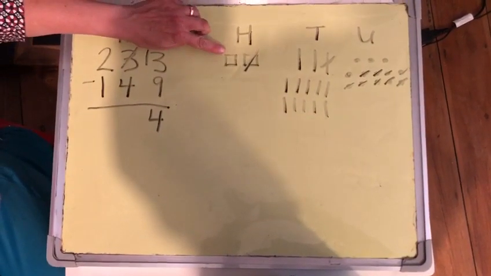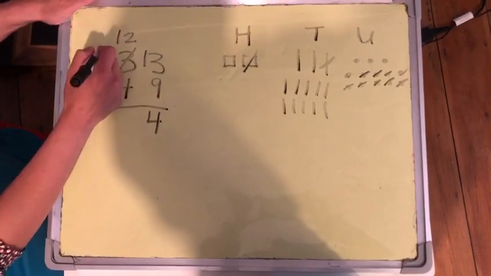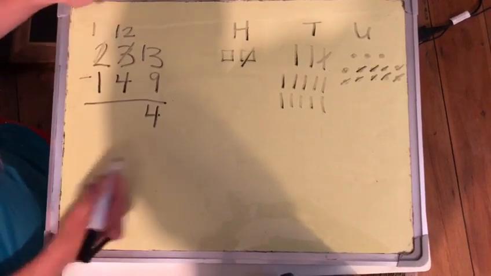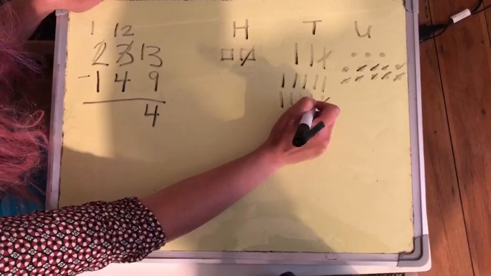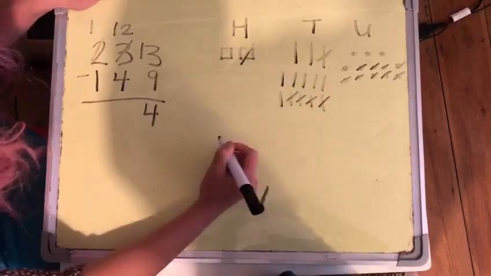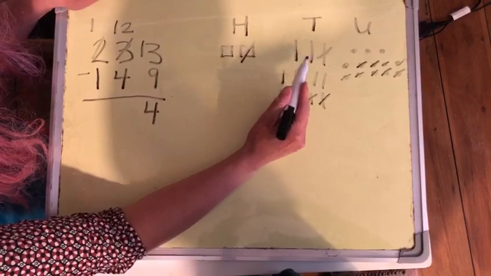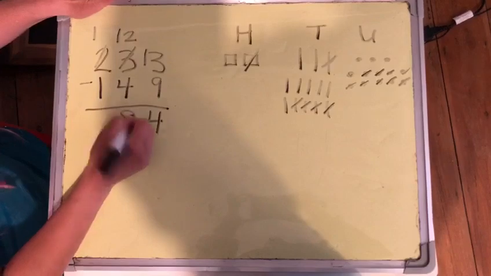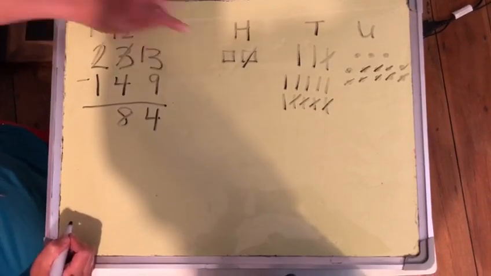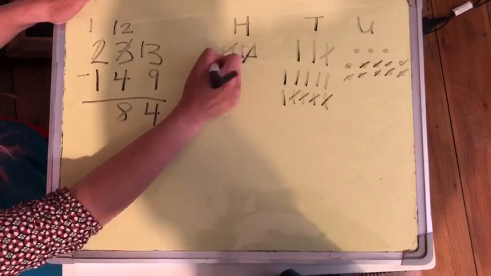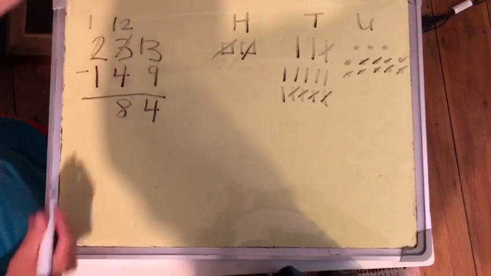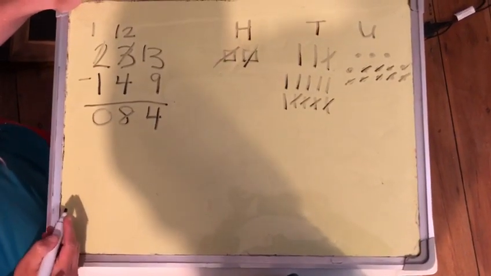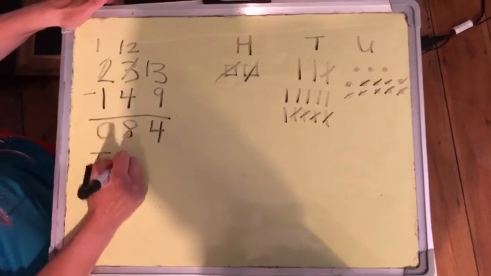I now no longer have 200, I only have 100. 12 tens take away 4 tens. I will take away 4 tens: 1 ten, 2 tens, 3 tens, 4 tens. I am left with 8 tens. Now, I have 100 take away 100. 100 take away 100 is 0 hundreds.